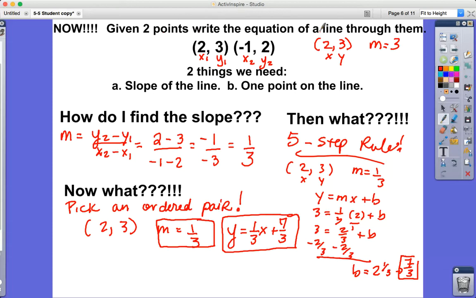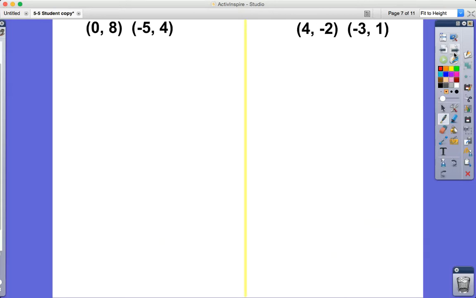Given 2 points, write the equation of a line through them. Well, we're using slope-intercept form. All right, so let's do something that's going to be a little easier. Hopefully, I did this right. The first thing we want to do is find the slope. So we need to find the slope of this line.